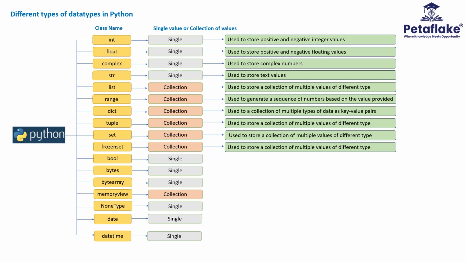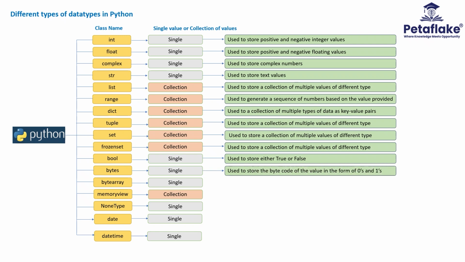The next data type is bool data type. Bool data type is used to store either true or false. Byte data type is used to store the byte code of the value in the form of zeros and ones. Byte array data type is used to store the byte code of the value in the form of zeros and ones. The purpose of both bytes and bytes array data type looks similar, but there is a difference between them.